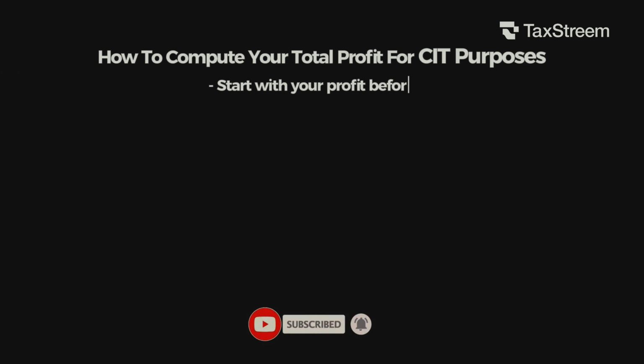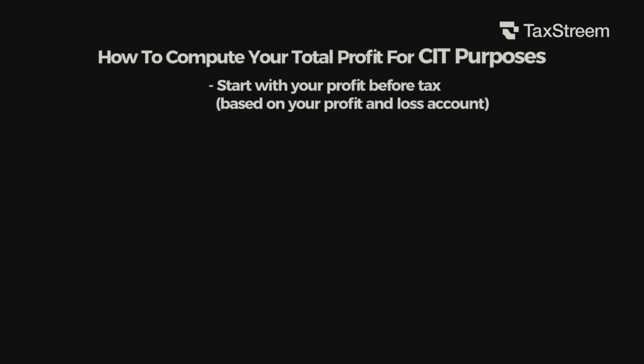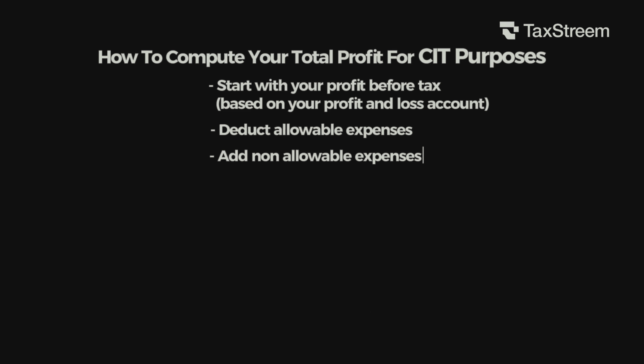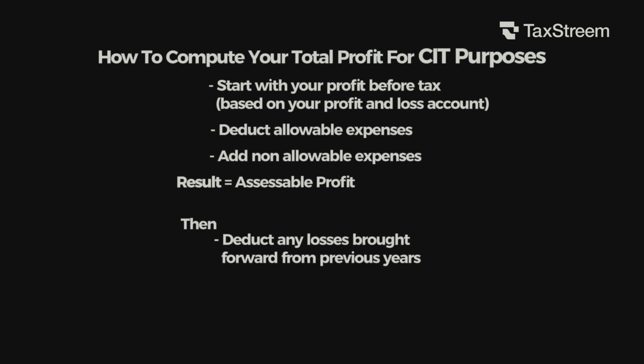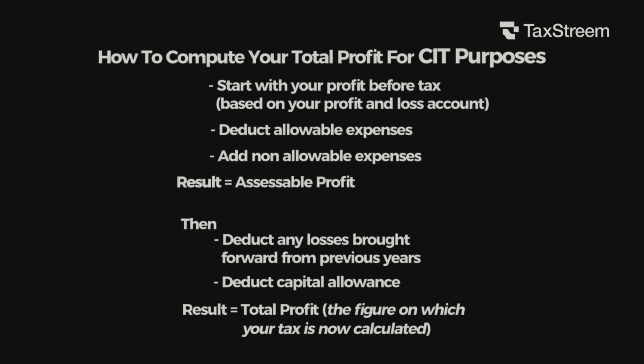You start with your profit before tax, which is based on your profit and loss account when you've done your books, your accounting. You deduct allowable expenses, which we discussed in the first part. You add back non-allowable expenses, which again we discussed in the first part, to arrive at your assessable profit. Then you deduct any losses brought forward from previous years, and then you deduct capital allowances discussed in the first part. Now this will then result in your total profit, which is the figure that you now calculate your tax on.